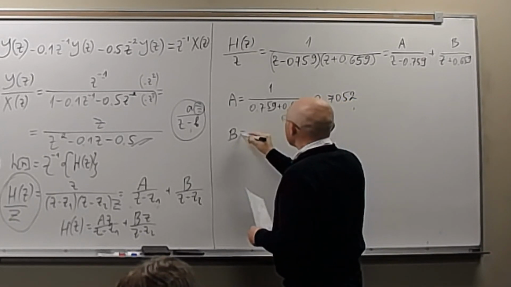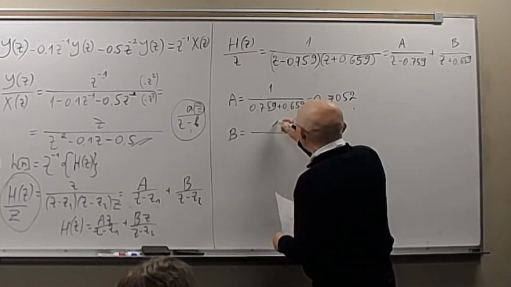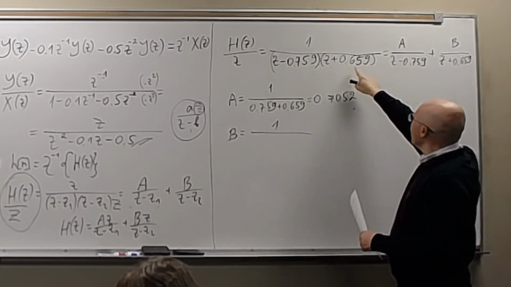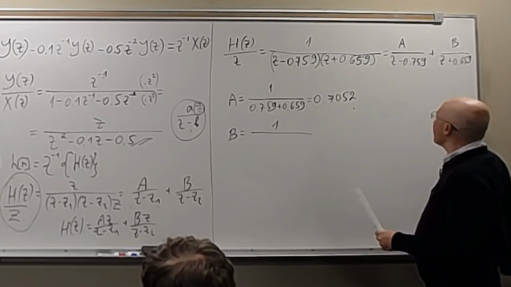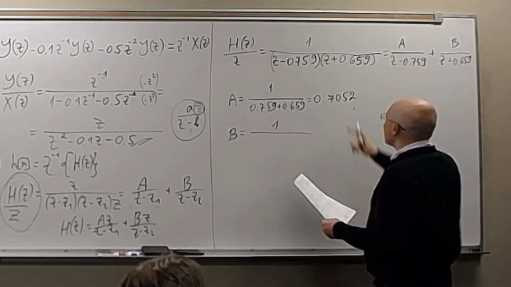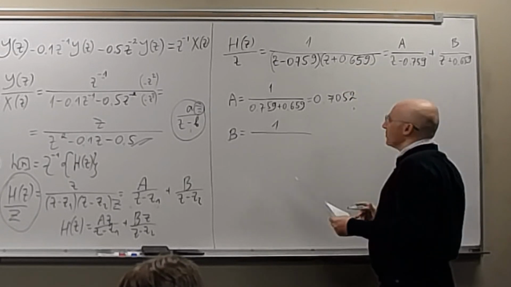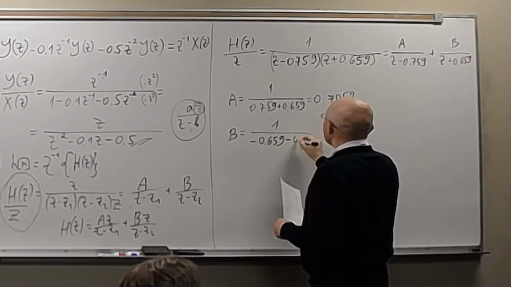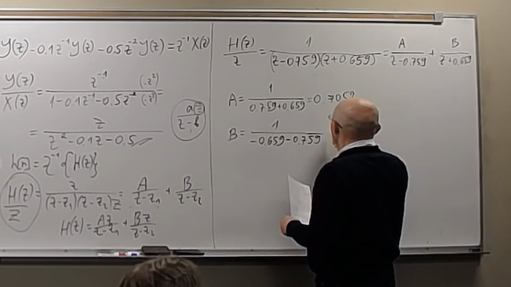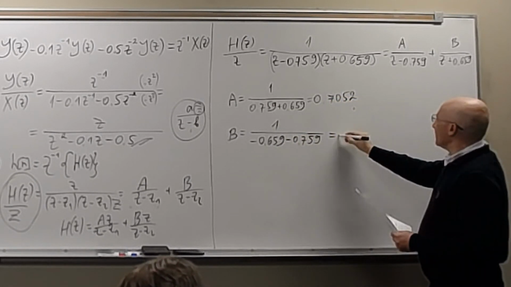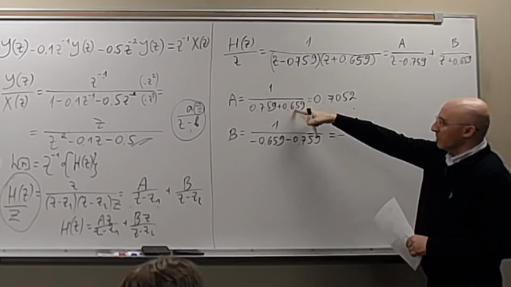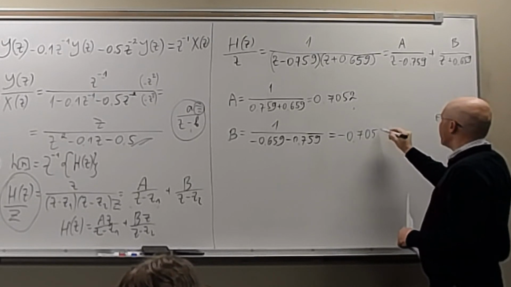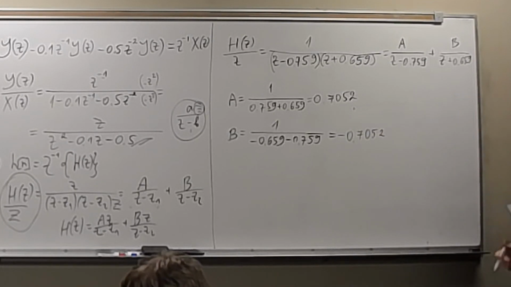B is the same thing as the second pole. So you get 1. Now you're ignoring that part and replacing z with that number. It's negative that number essentially, because z equals negative that number. So it's minus 0.659 minus 0.759. And this will be obviously negative, the same thing. Because this is plus the same thing, this is minus the same thing. 0.7052. Those are the numbers.